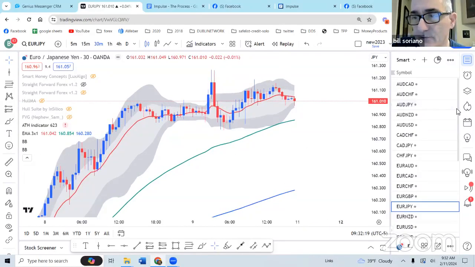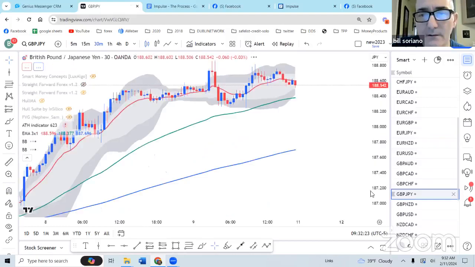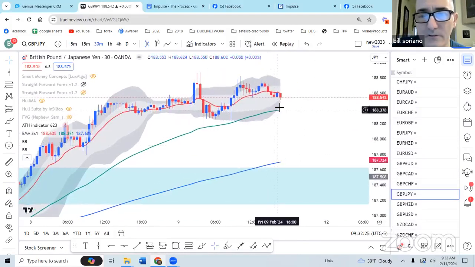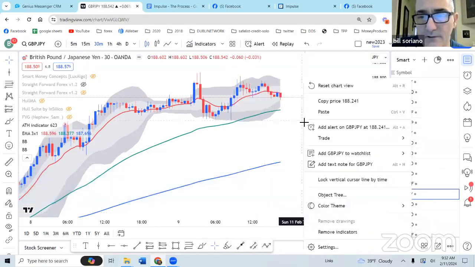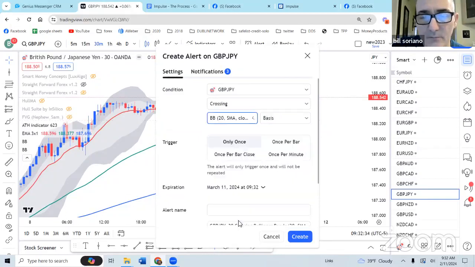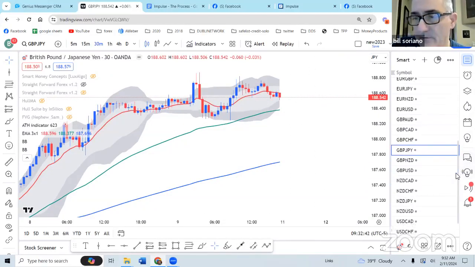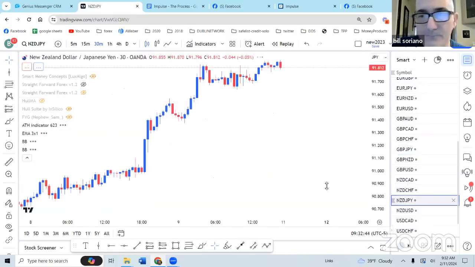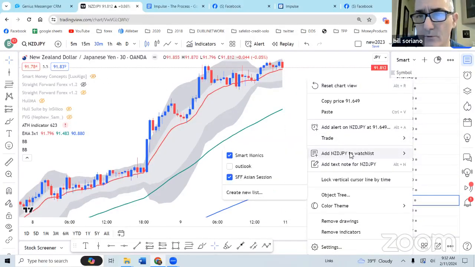Now we're going to go to GJ. And again, we want to get a breach here of this lower Bollinger Band. Let me just remove any drawings I have here. Add alert. And this will be Bollinger Band 2, the lower area, because we're bullish. And then I believe the last one was NJ. Same thing here. We want a breach of this lower Bollinger Band.